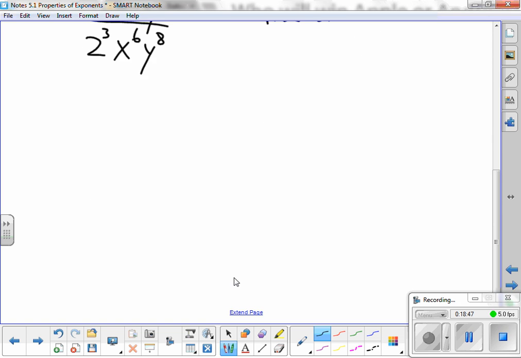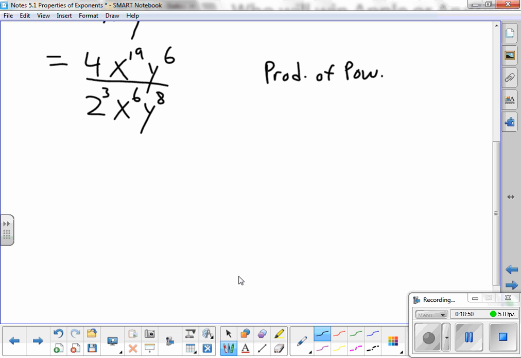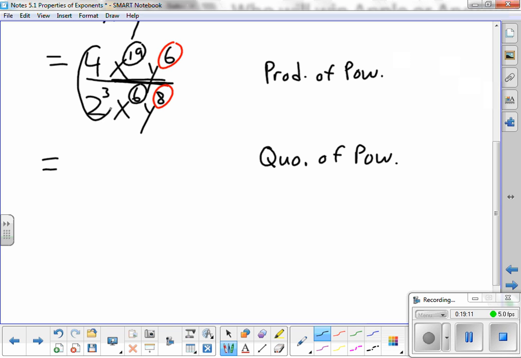Okay, next part, I'm going to want to put this 19 and the 6 together, and this 6 and this 8, because you'd be using the exact same property. That property is with a division, so that's the quotient of powers. That's where you subtract. So the 4 and the 2 to the 3rd, since this is just a number, it's not really dealing with the variables at all, I'm going to pull that off to the front. So 4 and 2 to the 3rd. And then I'll just do everything else over here.